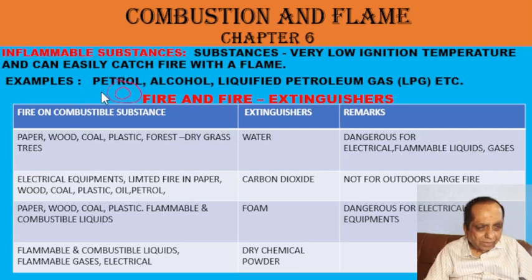Then another example, we have learned that oxygen is required. So that is why, in case a person is working in the kitchen and clothes have caught fire, we should give him a blanket to wrap around his body so that oxygen supply is cut off. Then the clothes which were on fire will get extinguished.